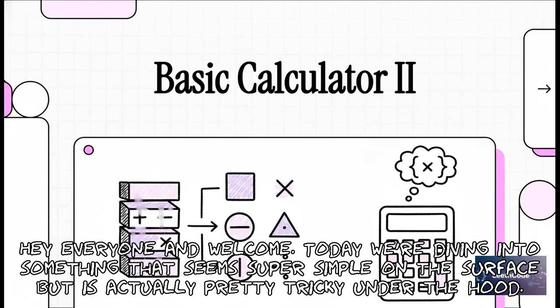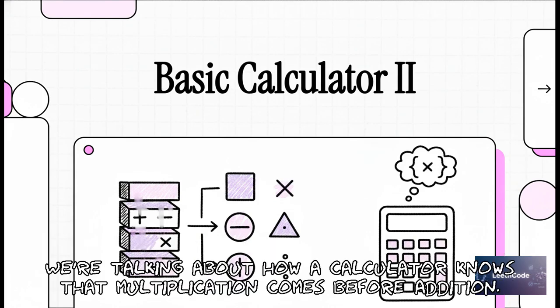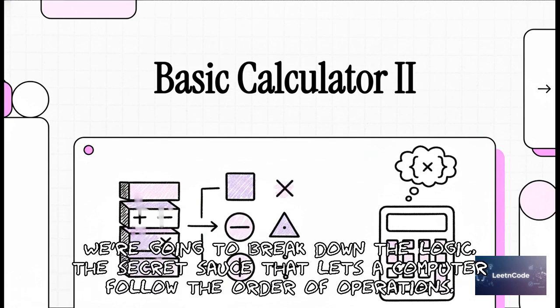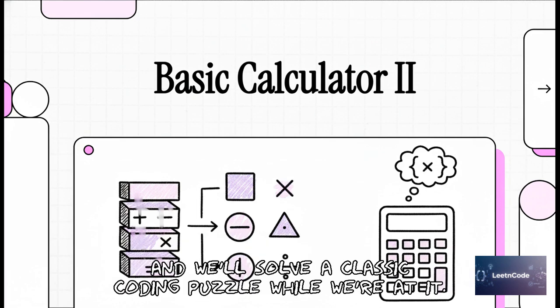Hey everyone, and welcome. Today we're diving into something that seems super simple on the surface, but is actually pretty tricky under the hood. We're talking about how a calculator knows that multiplication comes before addition. We're going to break down the logic, the secret sauce that lets a computer follow the order of operations, and we'll solve a classic coding puzzle while we're at it.